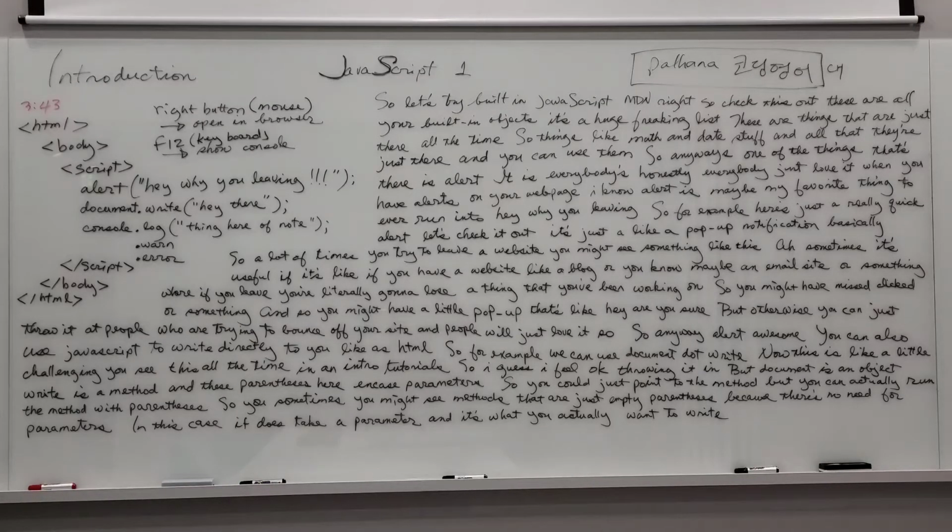These are all your built-in objects. It's a huge freaking list. These are things that are just there all the time. So things like math and dates, stuff, and all that, they're just there, and you can use them. So anyways, one of the things that's there is alert.